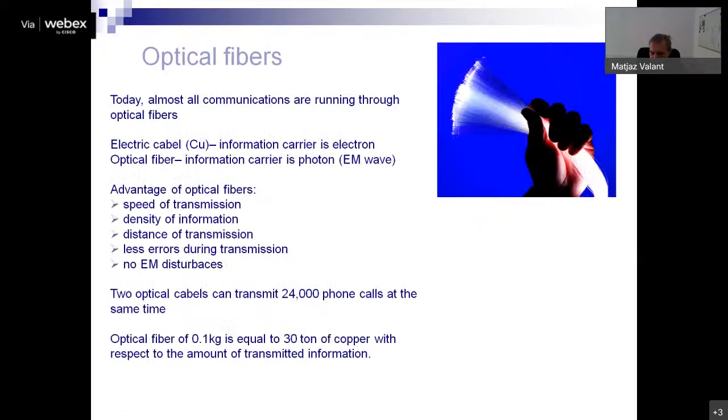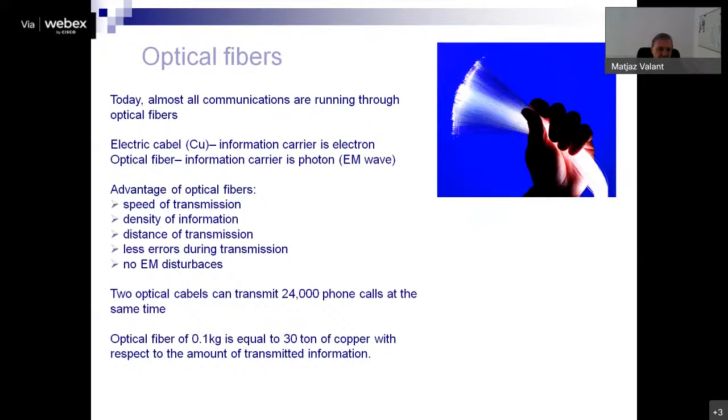And yet another application are optical fibers. Today they are so common, but not far away, we were transmitting all the signals through the copper wire. But today we cannot imagine copper wire anymore. The transmission through the copper wire is so much slower than through the optical fiber.